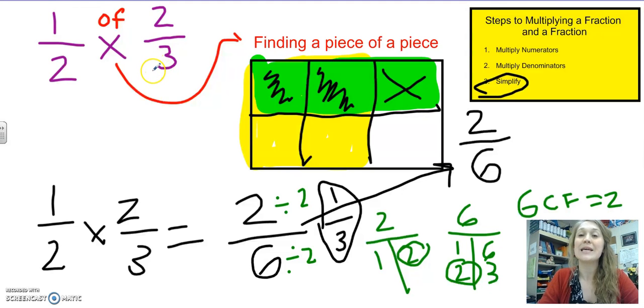And that is how you use the 3 simple steps to multiply a fraction times a fraction.